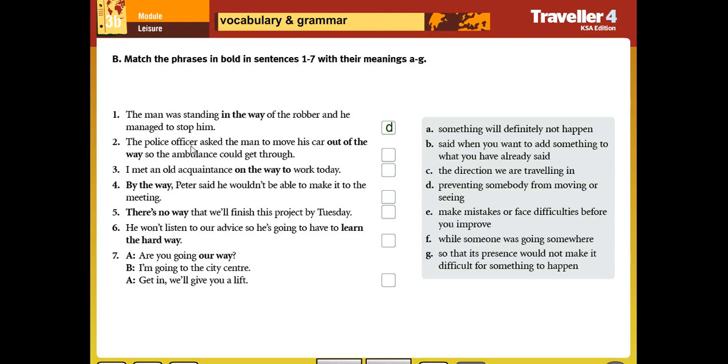The police officer asked the man to move his car out of the way so the ambulance could get through. So out of the way, what does it mean here? It means so that its presence wouldn't make it difficult for something to happen.